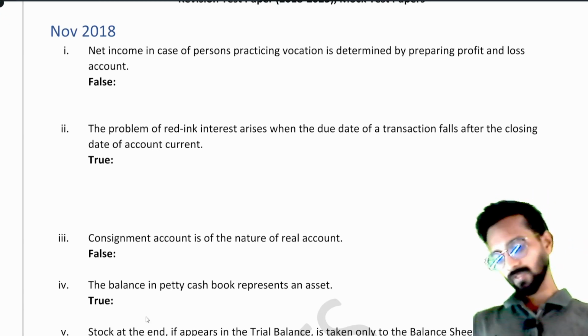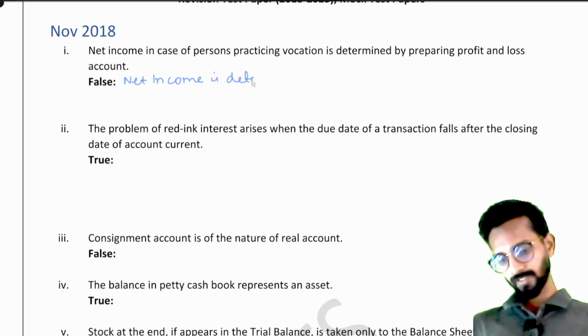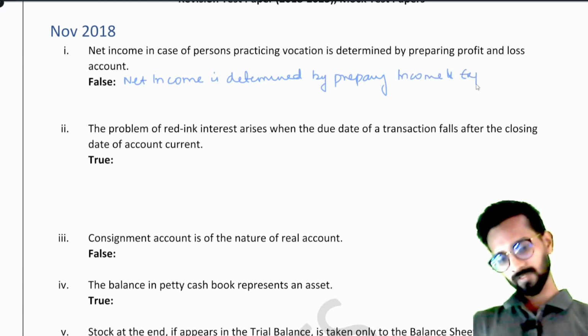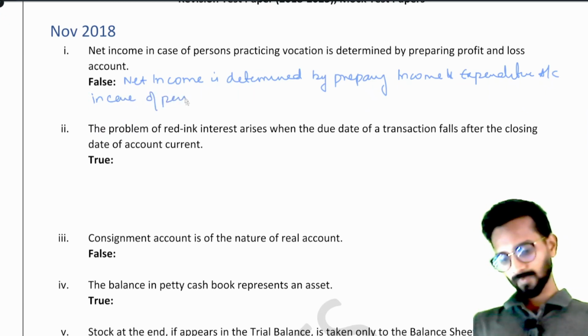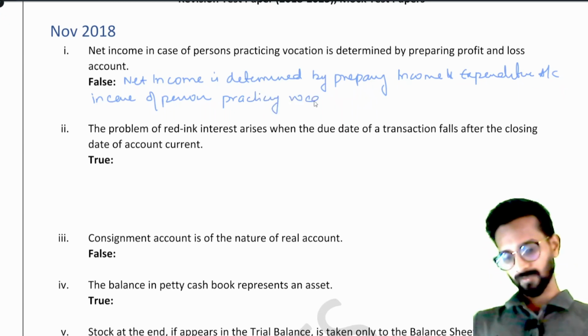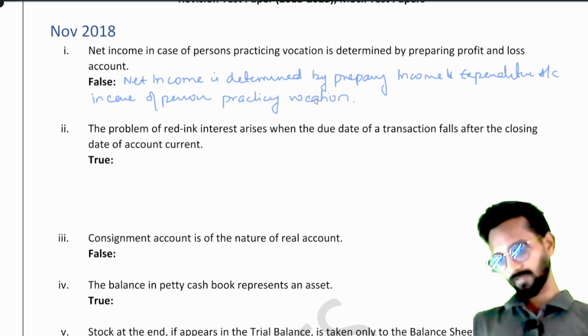Okay. Now the statement is false and we will write here, net income is determined by preparing income and expenditure account in case of persons practicing vocation. Understood? Now after this, the second point we have here is the second question.